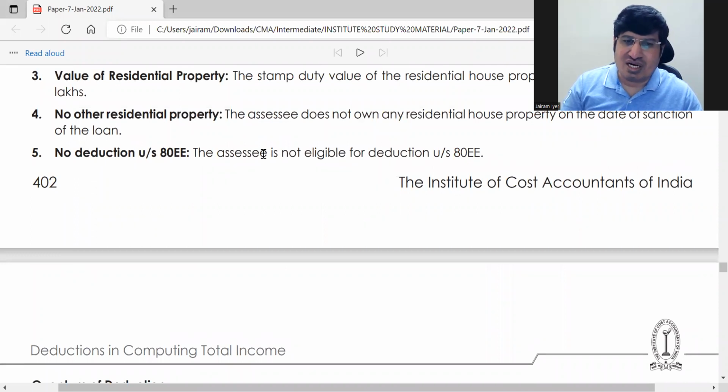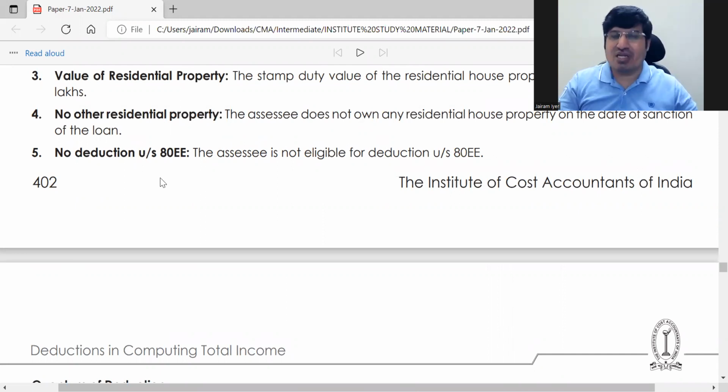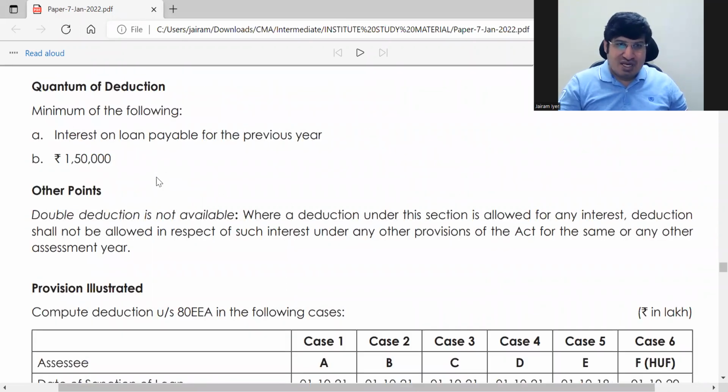And then no deduction under 80EE. Of course, because the year of loan there and here is different. So if you are eligible for 80EEA, it naturally means that you will not be eligible for EE. If you are eligible for EE, in any case you will not be eligible for EEA because the date range is different. And interest is 1 lakh up to 1,50,000.